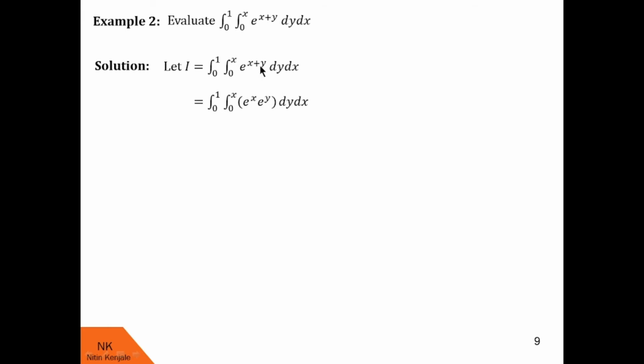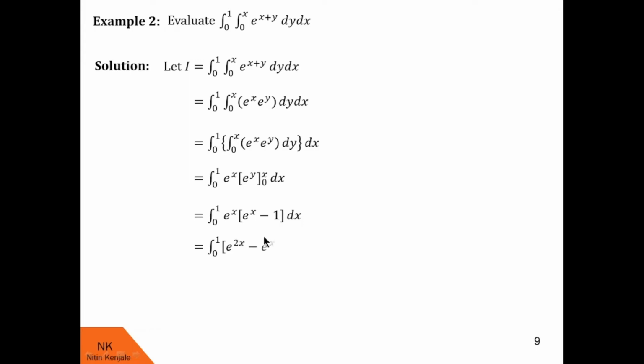This e raised to x plus y can be written as e raised to x into e raised to y. Since we are evaluating this inside integral with respect to y, so this e raised to x is constant. E raised to y's integration is e raised to y. Let us substitute these limits in y. When we substitute x in y, we have e raised to x minus e raised to 0 is 1. So this is the value of inside integral. Now we multiply this e raised to x inside to get e raised to 2x minus e raised to x.